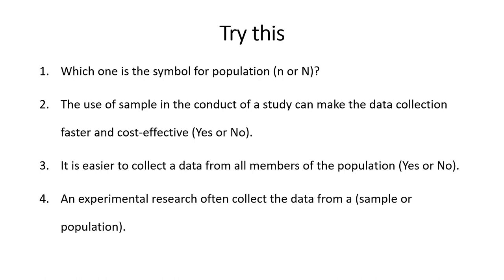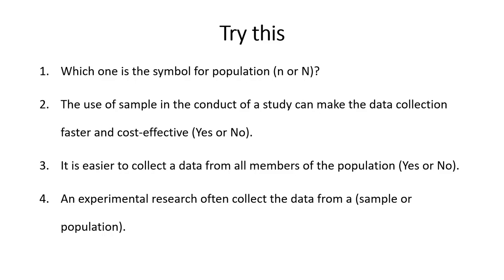Number three, it is easier to collect data from all members of the population. Is it yes or no? Right? The answer is no. Number four, the experimental research often collects the data from a sample or population. Okay, please write your answer. The answer is sample. Okay, so who got 4, who got 3, who got 2, and who got 1?